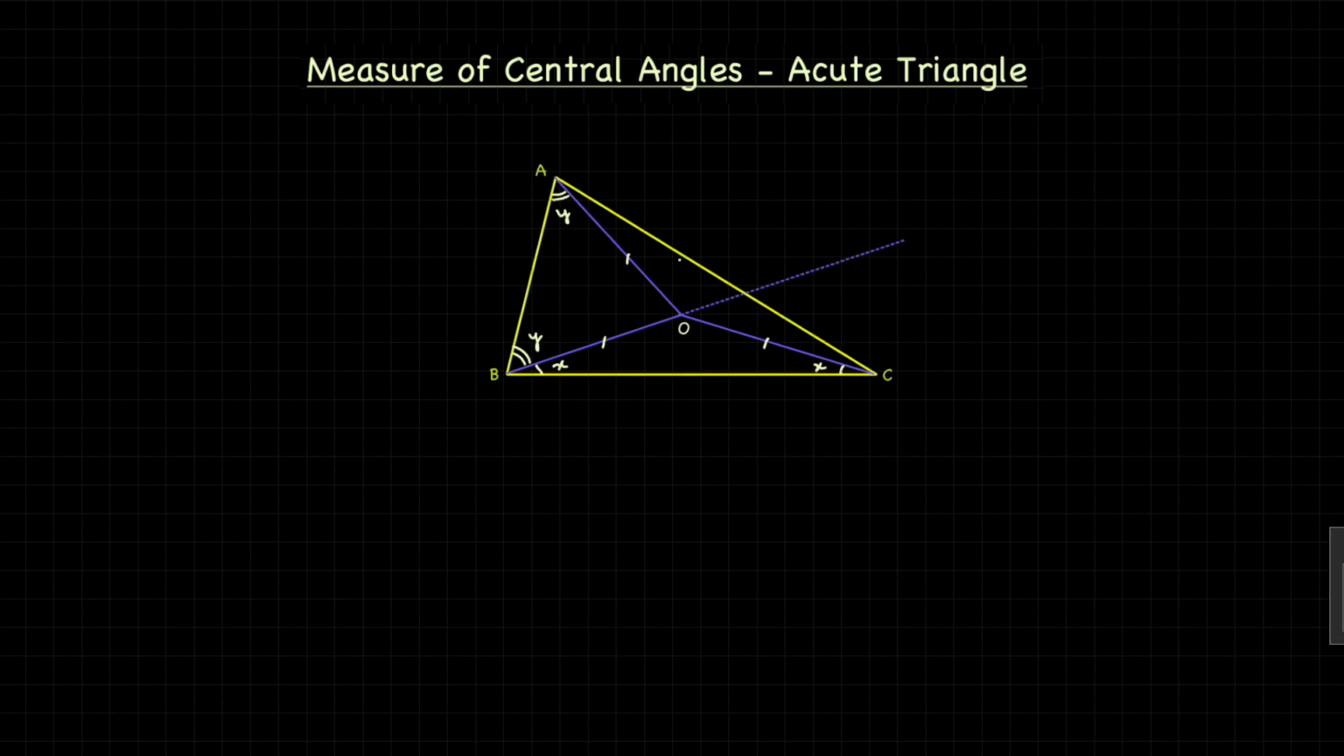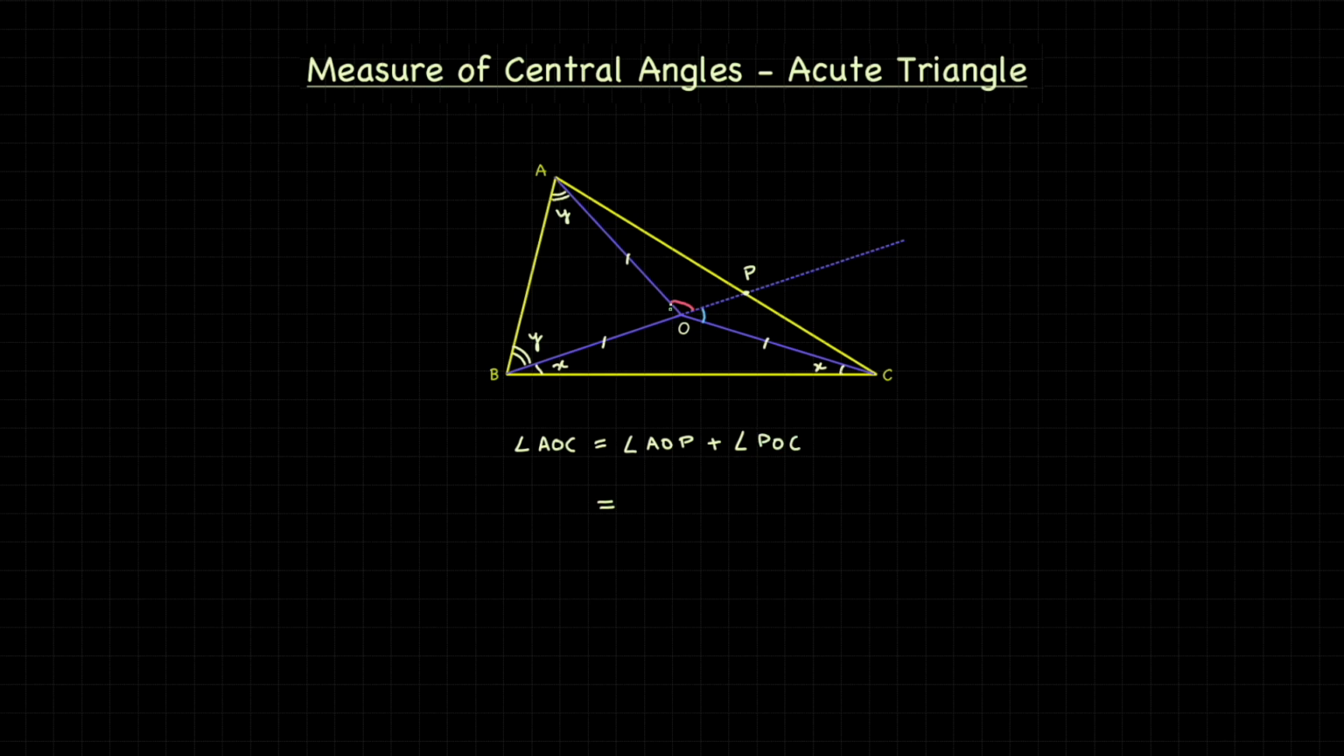Now I'm going to extend line BO such that it intersects AC at point P. So let's see what the measure of angle AOC is. AOC is composed of two smaller angles, angle AOP and angle POC.